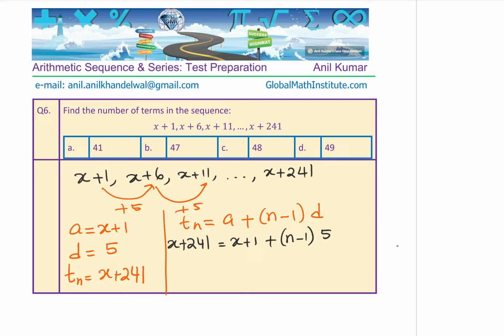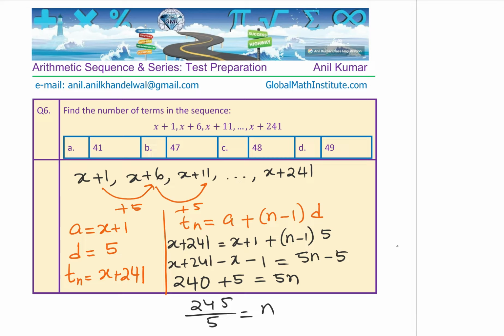So we can now subtract. x plus 241 minus x minus 1 equals, let me write this as 5n minus 5, okay? So we get x plus 241 minus x, and x and x cancel, we get 240 equals, we can add 5 also to this, right? Bringing this 5 here, equals 5 times n, or 245 divided by 5 becomes the value of n, correct?